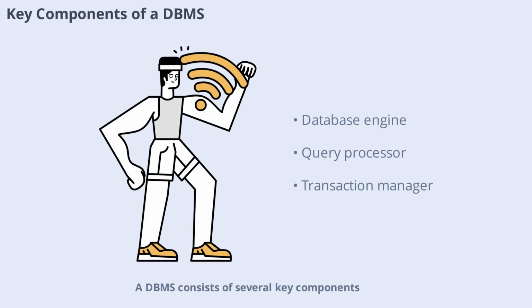A DBMS consists of several key components that work together to manage data efficiently. These include the database engine, which handles data storage and retrieval, the query processor, which interprets and executes database queries, the storage manager, which manages how data is stored on disk, and the transaction manager, which ensures data integrity during multiple operations. Understanding these components helps you appreciate how a DBMS maintains data consistency and reliability.